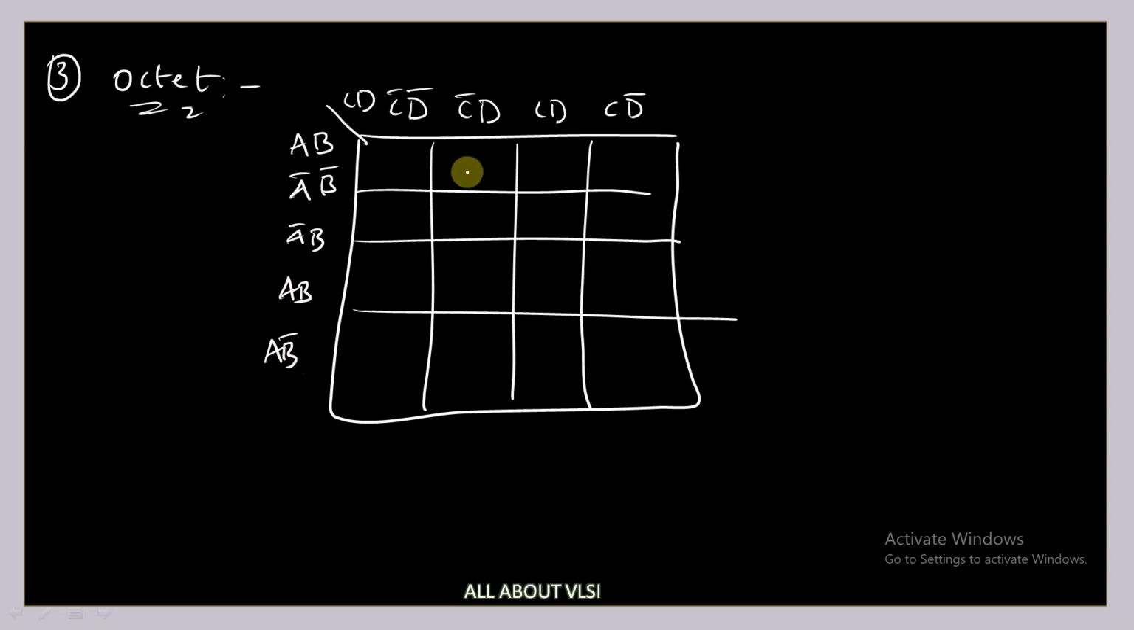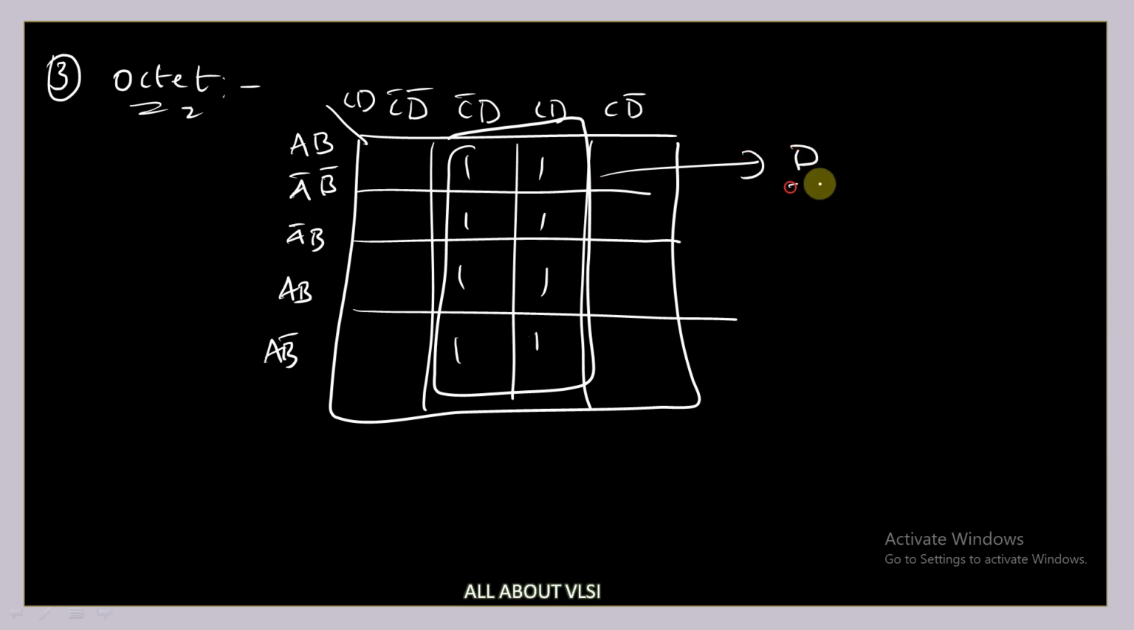Let's say we have minterms like this, then we can make a group containing 8 minterms. And what is the equation for this? What is the common term here? That is nothing but D. So our final answer will be D. This is how we can make a group of octet.